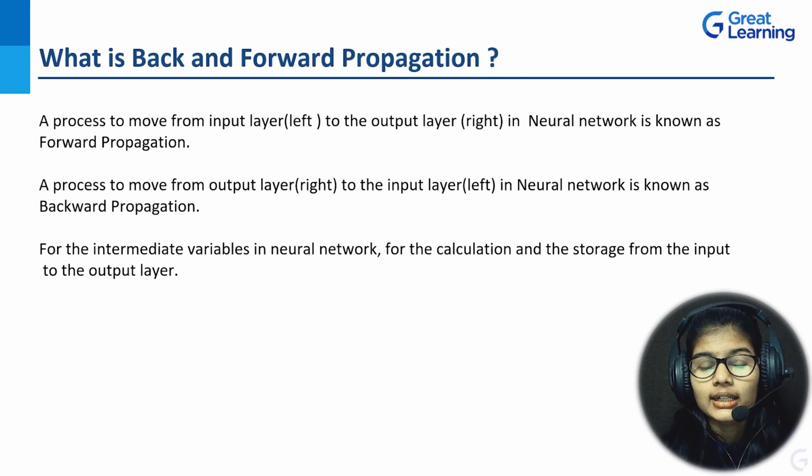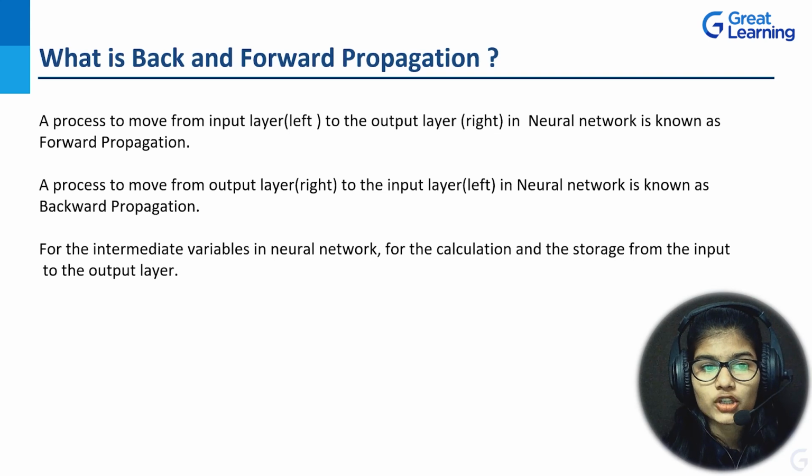Okay. Now, secondly, what about backpropagation in the same manner? When you move from the output layer towards the input layer, that is, when you move from right to left, that is called backward propagation. I would again repeat it: moving from right towards the left in your neural network is known as backward propagation. Left to right is your forward and right to left is your backward.